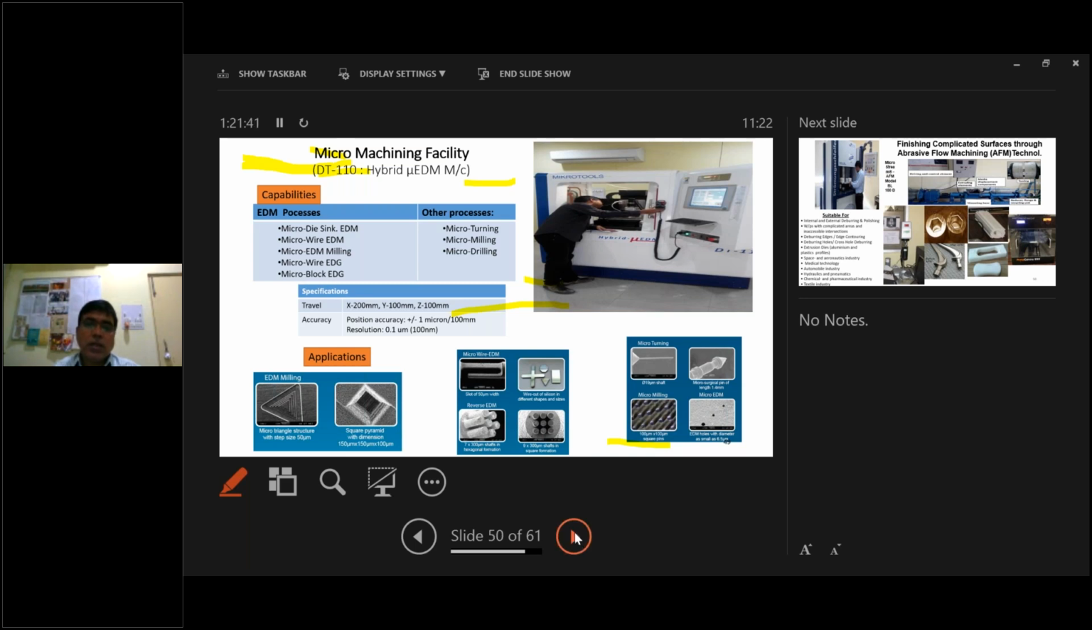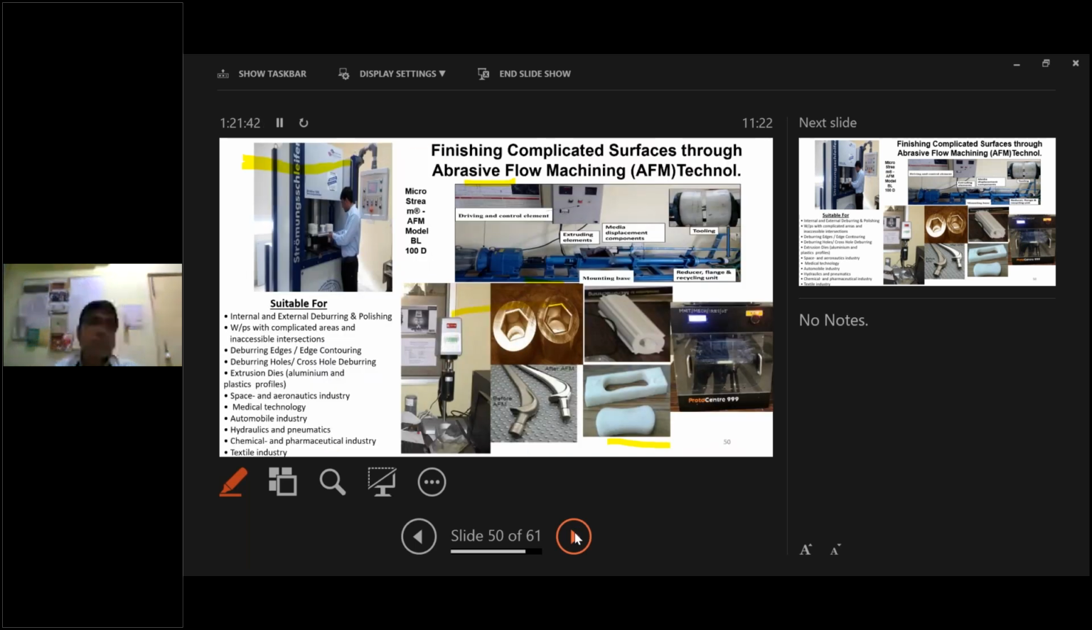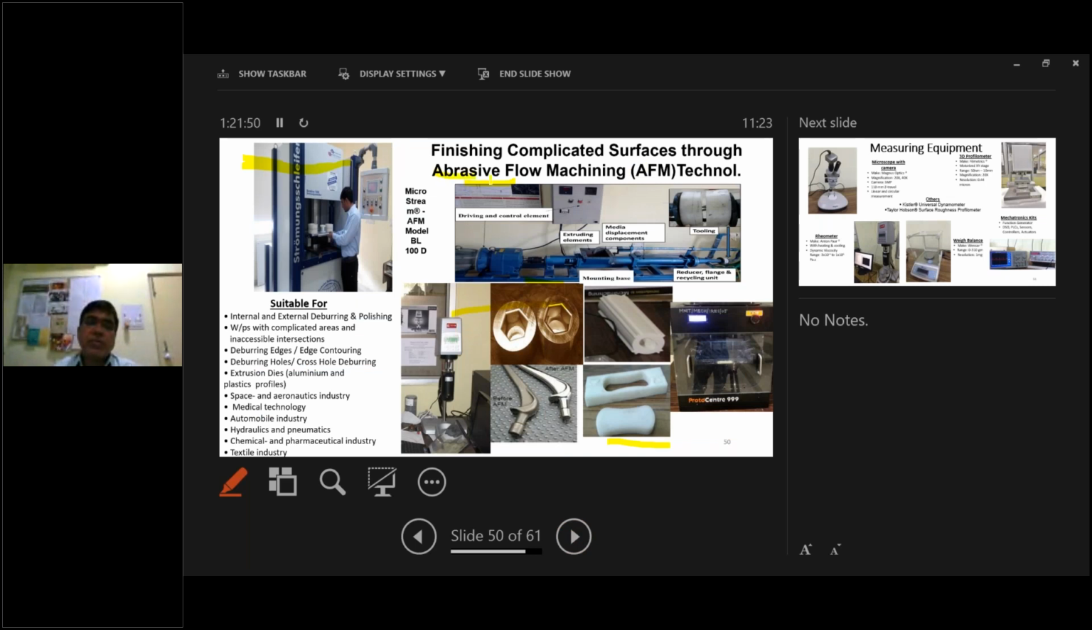Third group of machines that I'd like to tell you about is advanced finishing solutions. We call it AFM, abrasive flow machining process. So this is a commercial AFM machine. Lots of product development happens through this. Because we wanted to have our own machines, we developed this low cost one-way AFM.